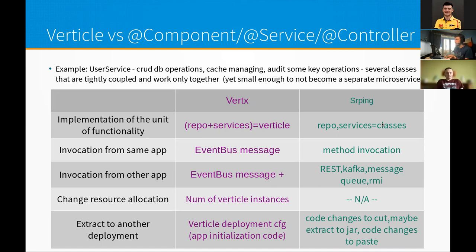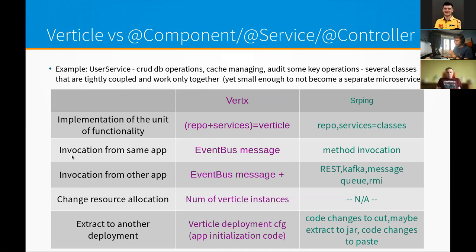With Spring Boot, it's just a set of classes. You can put them in separate packages probably, but physically you cannot separate them somehow. So with Vertx, you can actually build that as a separate jar even, and pull the jar into the application when you want this vertical. So as simple as this.